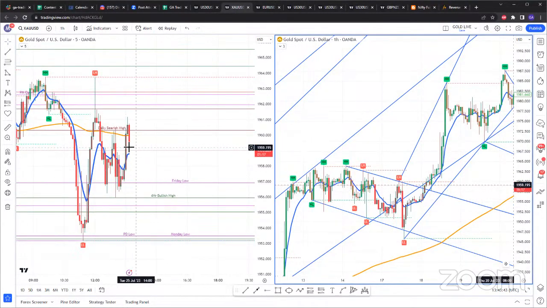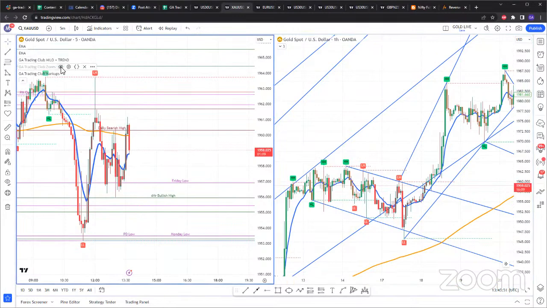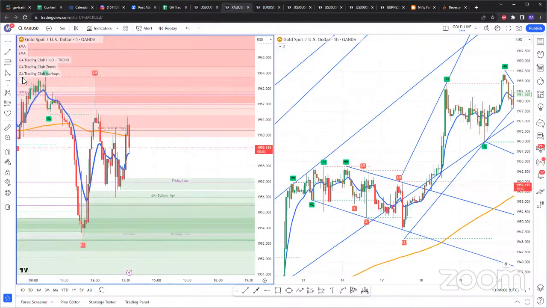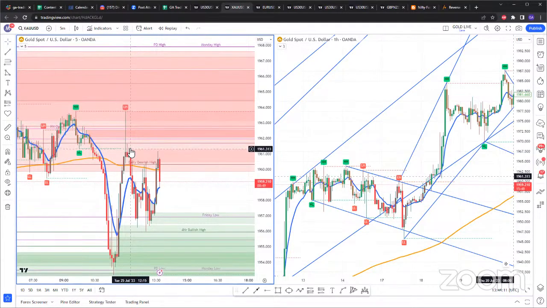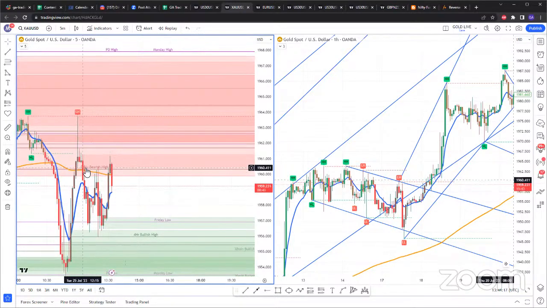But for me, daily zones, remember, higher time frame order blocks always supersede lower time frame order blocks. So if I turn on the zones indicator, for me to look for a sell, because right now I'm biased for sells on gold, I would also love to see sellers around the 1960 area. And there you go. When I turn on the zones indicator, what do you see? You see a small concentration of sellers between 1961.3 and 1960.5. So that's what I want to see.